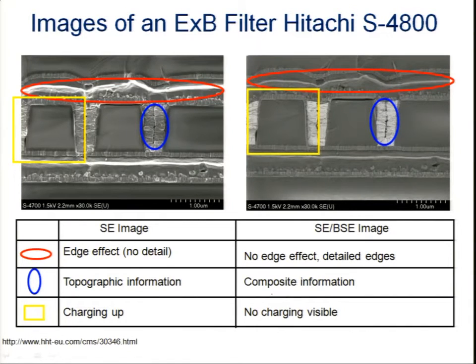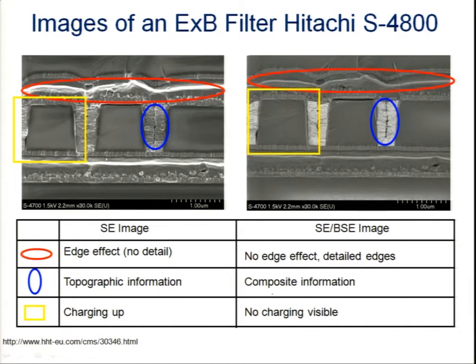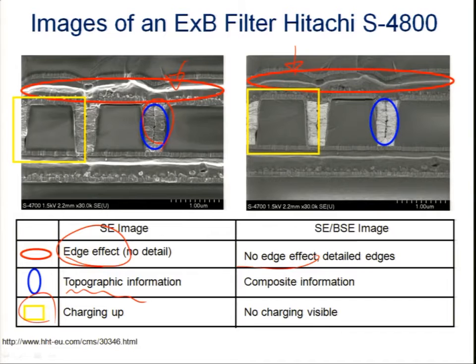And this slide is pretty interesting. It shows the red circles coming from edge effects, the blue circle shows the topography information, and the yellow shows the charging effect. So when you look here, these edges are a little bit darker than the other areas. These all come from the charging effect. So this slide shows which area has what kind of effect.